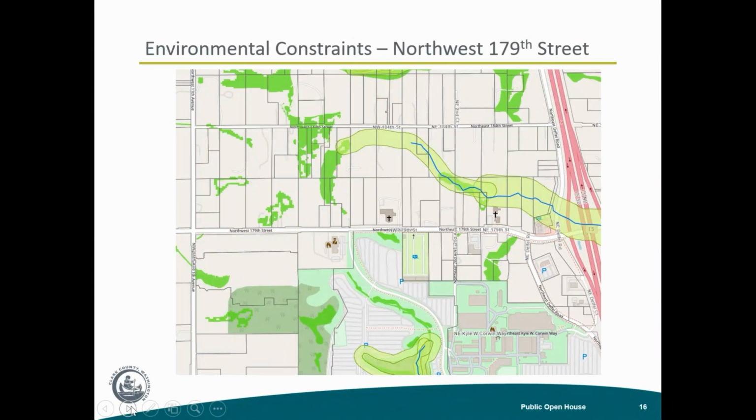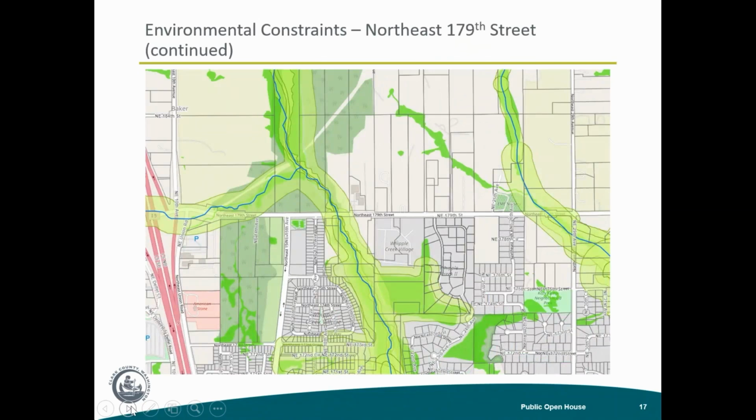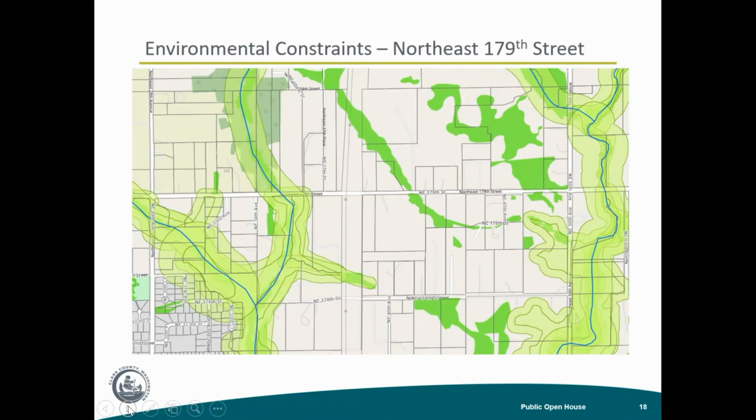So here you're seeing the critical areas from 11th Avenue to the interchange. Next slide. And the critical areas from the interchange to 29th Avenue. Again, the streams in blue and the wetlands are shown as green. Next slide. And again, the environmental constraints or critical areas from 29th Avenue to 50th Avenue are shown on this map.